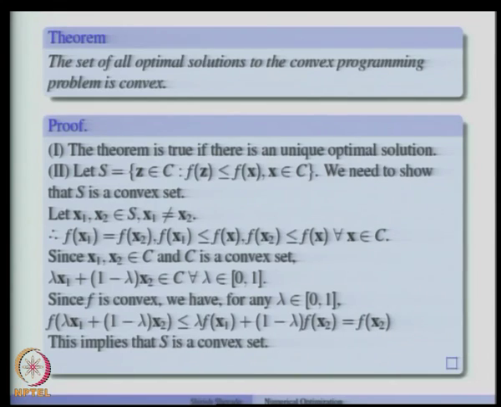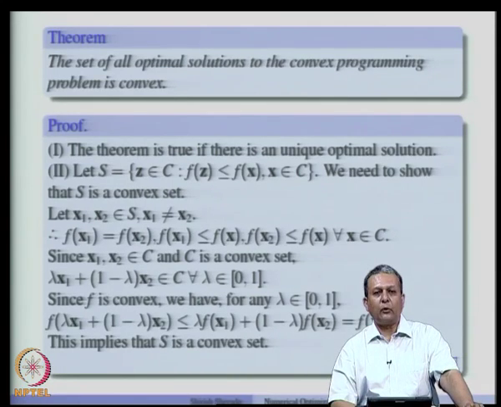Okay, so we have studied 2 important properties of a convex programming problem. The first property is that every local minimum of a convex programming problem is a global minimum, and not only that, but the set of all global minima of a convex programming problem is a convex set. Now, given these 2 important results, we will start studying more about convex functions.